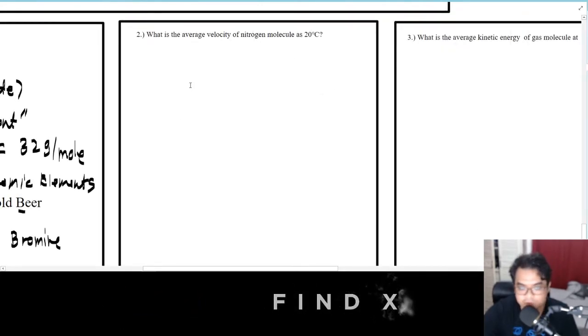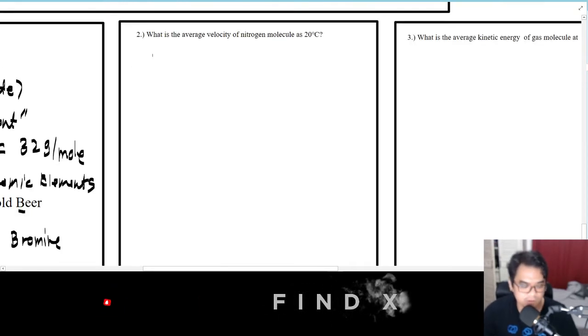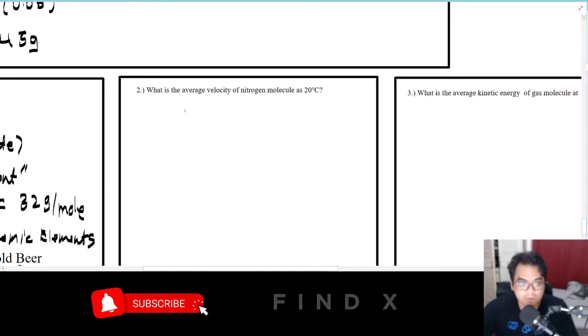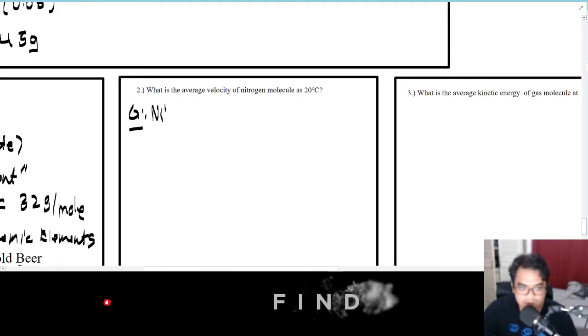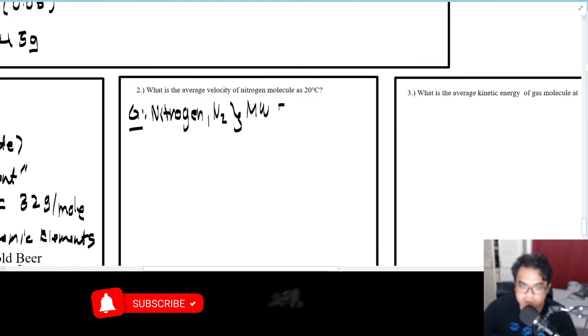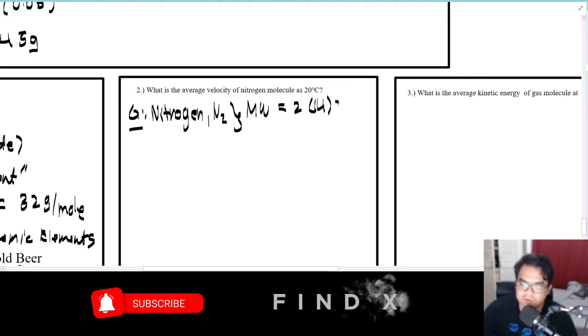Okay, so we have for the number 2: what is the average velocity of nitrogen molecule at 20 degrees, or that is the temperature. So for the given, we have nitrogen, right? Nitrogen. So this is N2. Therefore, you can say that the molecular weight of nitrogen should be times 2. So 2 times 14.